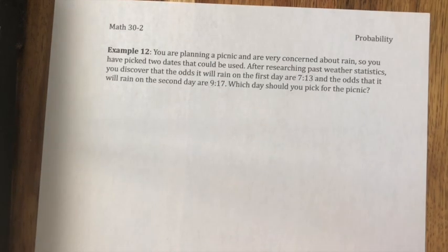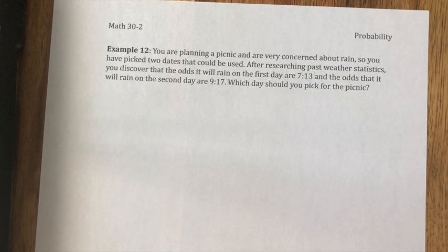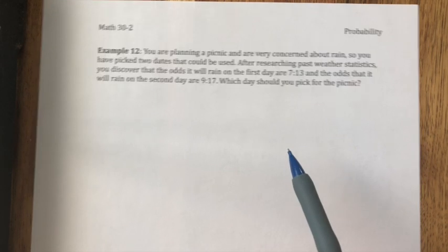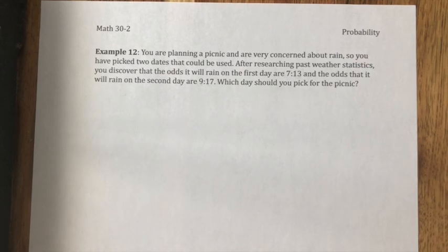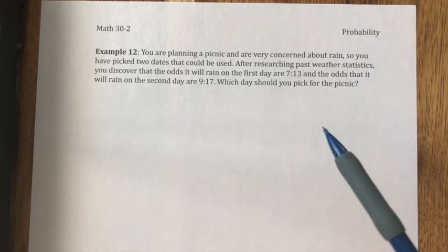We want to look at probabilities for this, right? We want the day with the lower probability of rain, the lower percent chance of rain, right? If we were just looking at the weather app like a normal person instead of trying to calculate ourselves, we would pick the day that is less likely to rain. So we have to calculate that.